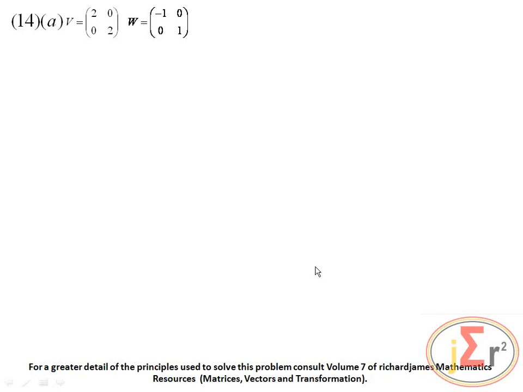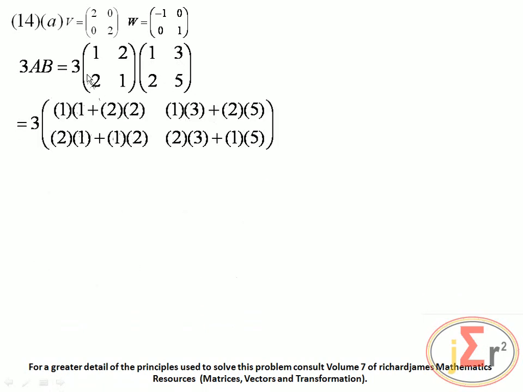The first requirement of this problem is that we find a particular matrix product, that is 3AB. But the matrices A and B are not given right here. These matrices belong to another part of the same problem. So we have A is 1, 2, 2, 1, B is 1, 3, 2, 5. So we are going to find the matrix product first. So we're going to multiply the two matrices first.